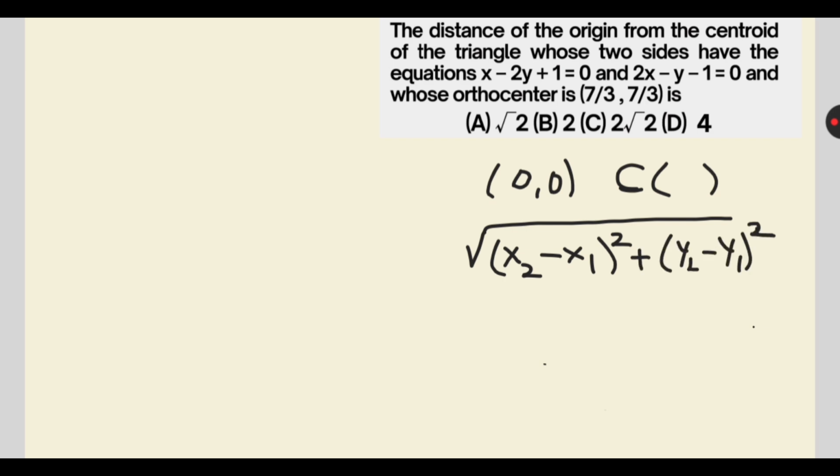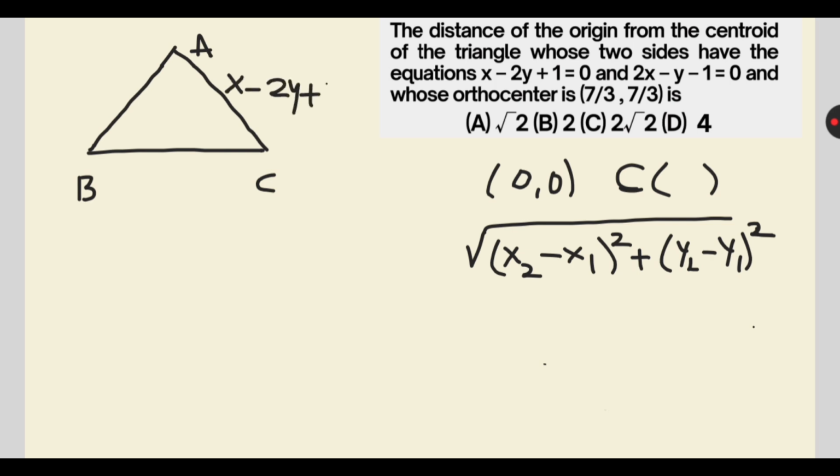And also, what they have given: two sides have the equations. So let's draw a triangle. This is the triangle ABC and they have given two sides. So let's assume this AC as x minus 2y plus 1 equal to 0 and another one is 2x minus y minus 1 equal to 0. And also they have given the orthocenter. So we need to find the centroid here.